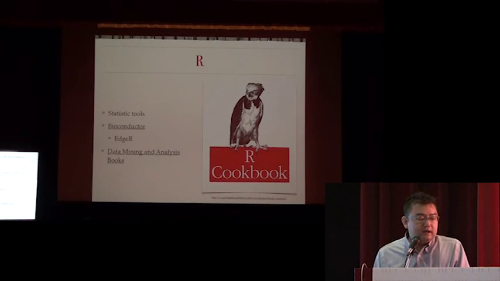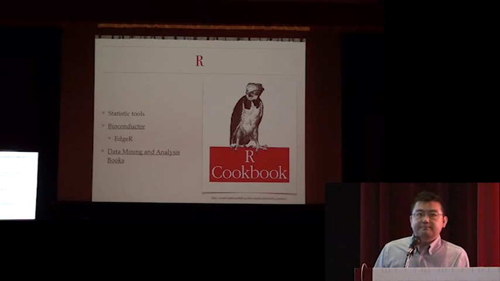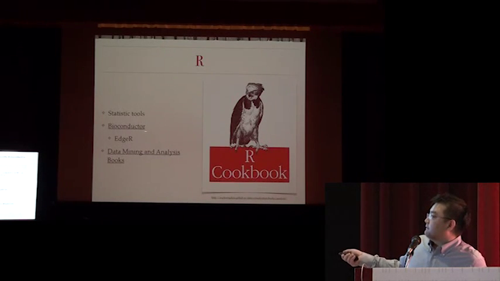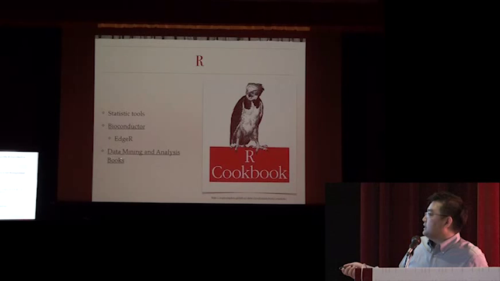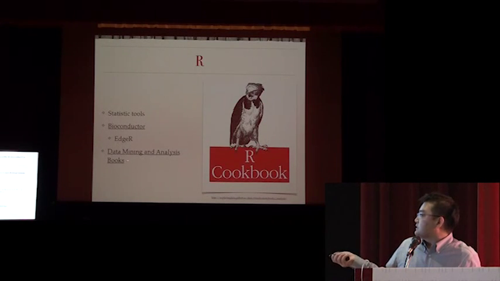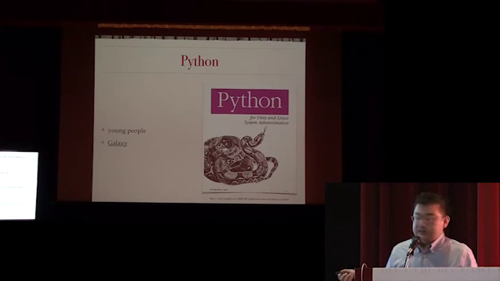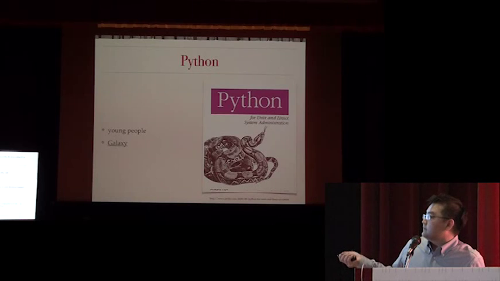R. Statisticians love R. They create many tools in R. If you are interested, Bioconductor is the foundation R module where you can get started. Okay, and you can see many data mining analysis books in this link. And Python, young people love Python. I don't know why, in bioinformatics. And there's a well-known system called Galaxy. It's written in Python.